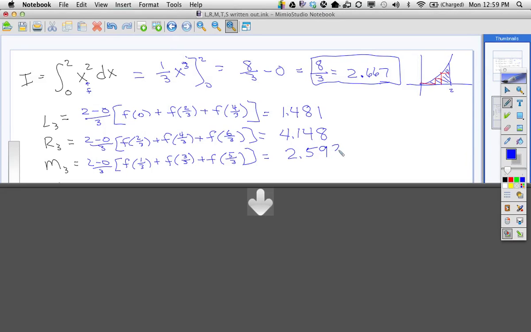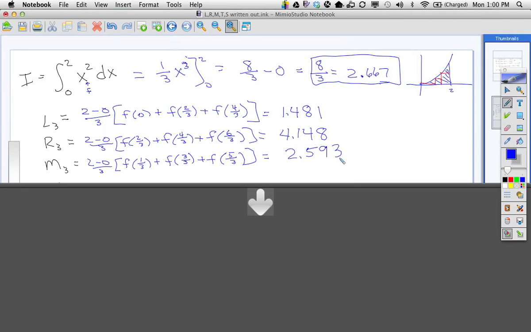2.593. Now look how much better that is. Clearly with 3 subdivisions, we don't expect a really good answer. But 3 midpoints isn't bad, right? We talked about trapezoids being better, clearly, because it's an average of left and right. If lefts are under and rights are over and you average them, that kind of makes sense.